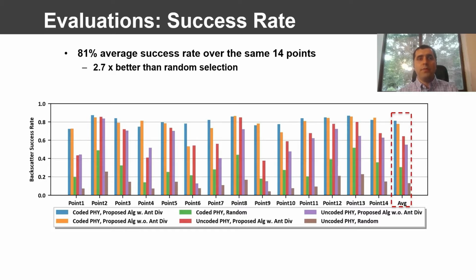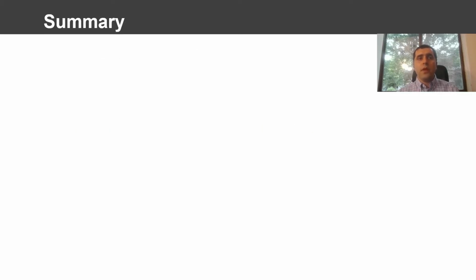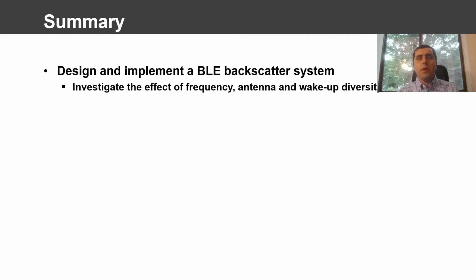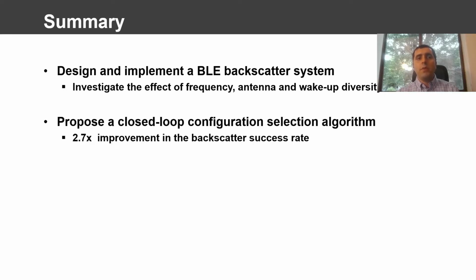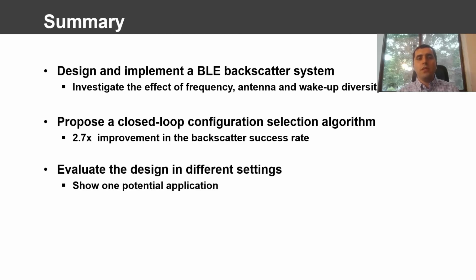So in summary, we design and implement a BLE bistatic backscatter system and use it to investigate the effect of frequency, antenna, and wake-up diversity on the reliability of backscatter links. We propose a closed-loop configuration selection algorithm and show that it significantly improves the backscatter system reliability. And finally, we evaluate our system in many different static and dynamic environments and show one potential application.